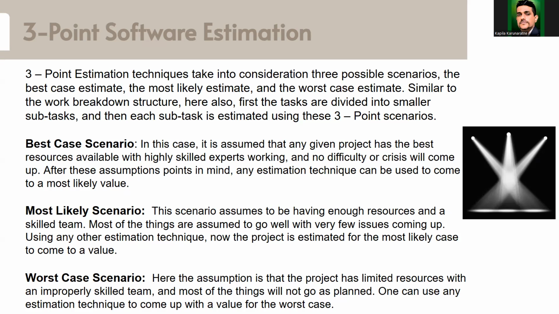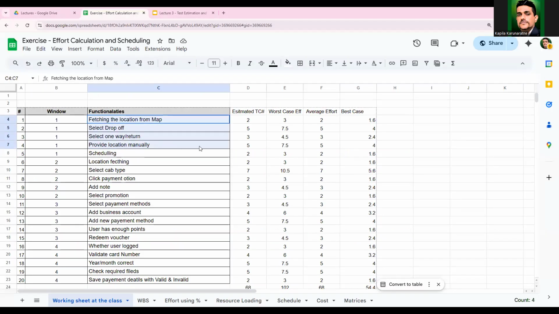So we estimate all these three points, and we will find a different number. I will show how we can do that. Same as work breakdown, we have to find out the work breakdown structure.